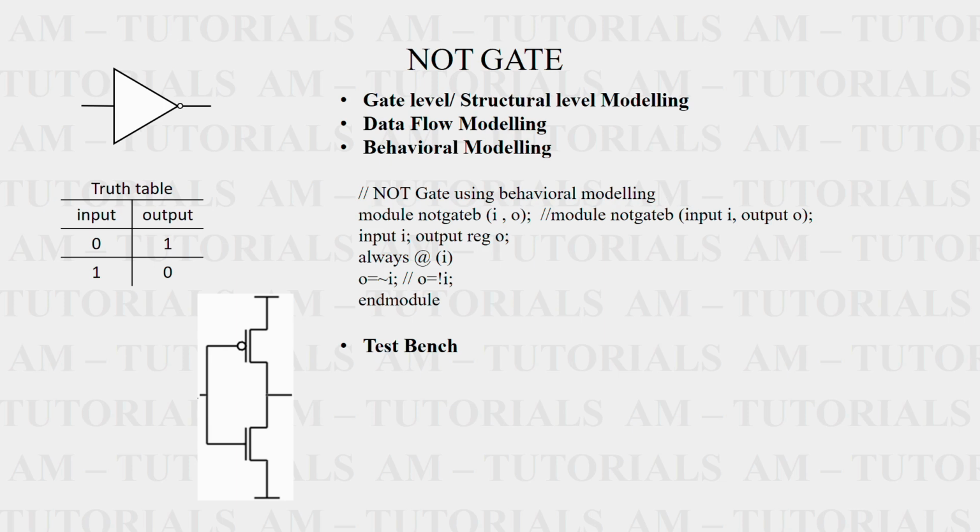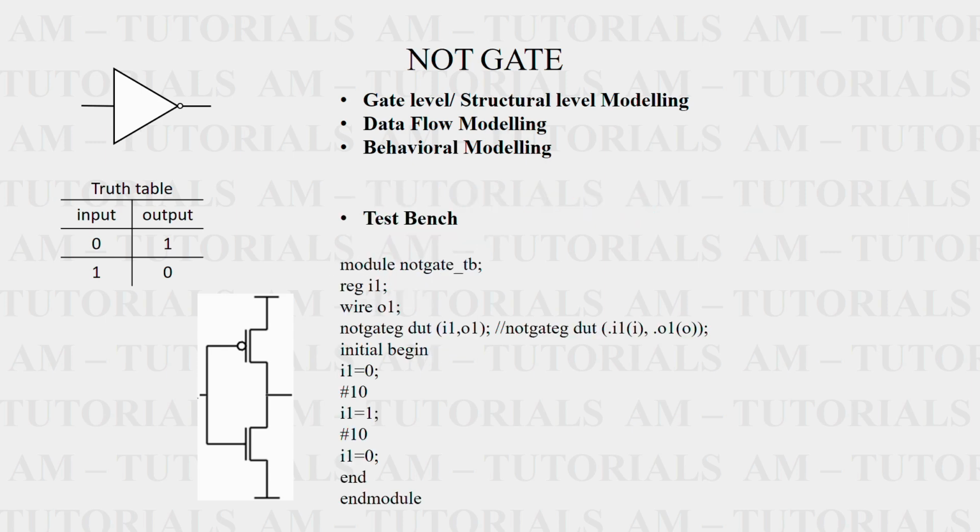After declaring the input and output, we will use always block as, always at the rate of I, where I is input. Inside always block, we don't use any type of primitive gate, or assign statement. We just use the inversion symbols, O is equal to inversion of I. And then end the module.